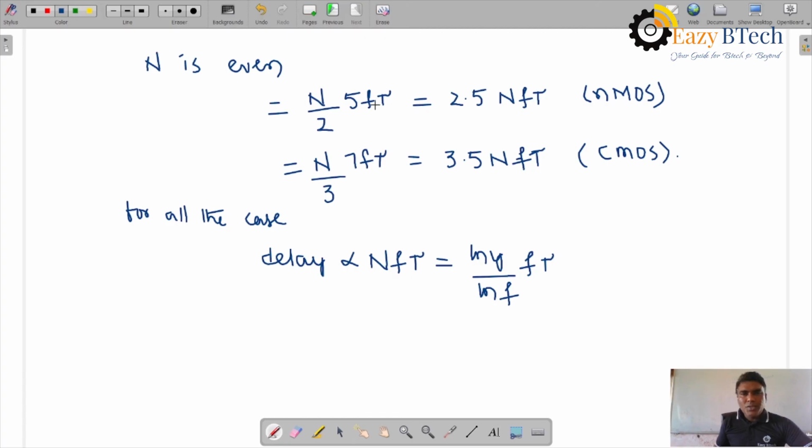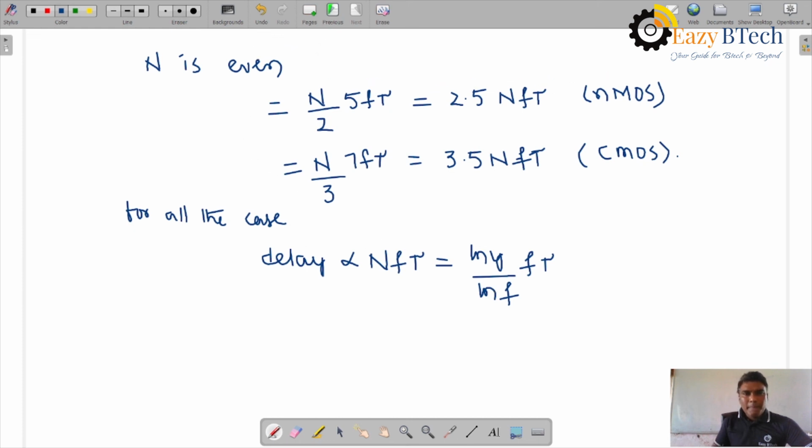If an even number of inverters is used in NMOS, and an even number of cascading connections of inverters in CMOS, it is 3.5 n tau and 2.5 n tau. In all the cases, delay is directly proportional to n into f of tau, so natural logarithm y by ln f.